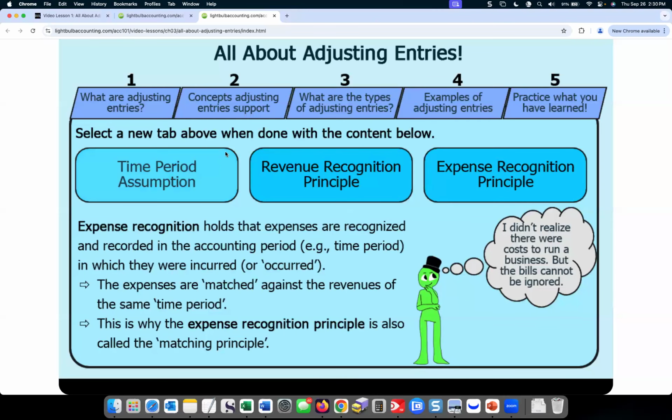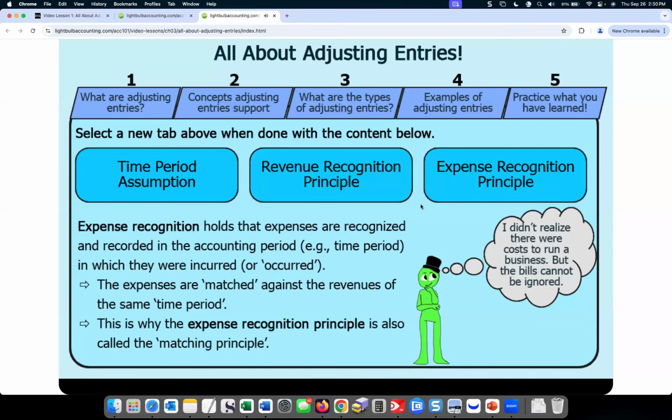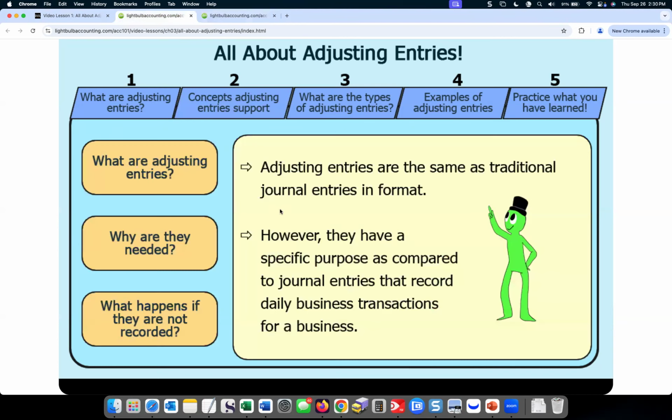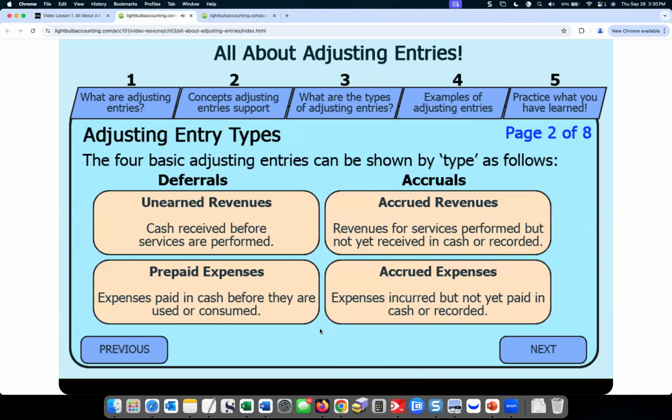We have to comply with revenue recognition. We have to comply with expense recognition. And when the end of the cycle hits, we've got some expenses and revenues that weren't put in the books for various situations, which we're going to continue to explore today and do entries for. So this gives rise to these adjusting entry types that we got.